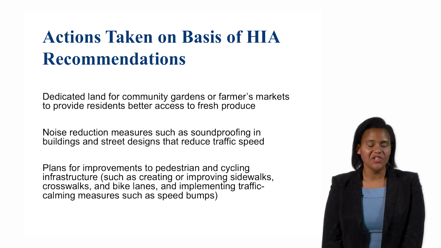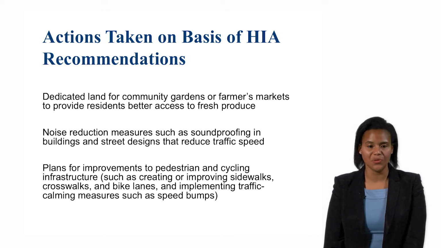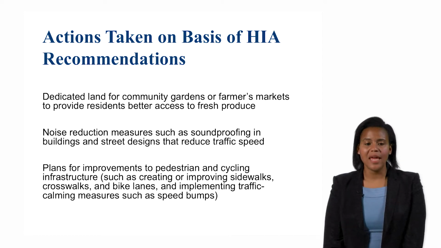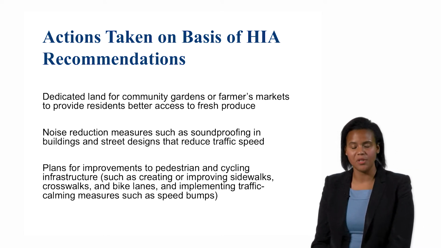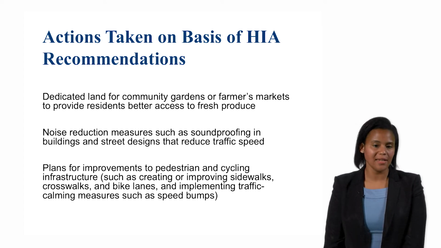There are a number of HIAs that have been completed where we've seen actual pragmatic actions that have resulted from them. And here are just a few. One, an HIA ended up making a recommendation to dedicate land in a community for new community gardens or farmers' gardens to address resident access to fresh produce, which the assessment showed was severely lacking in a particular community. So in that HIA, one of the recommendations was to dedicate land in order for community gardens to be developed to address that lack of access that, again, came out of the assessment phase.